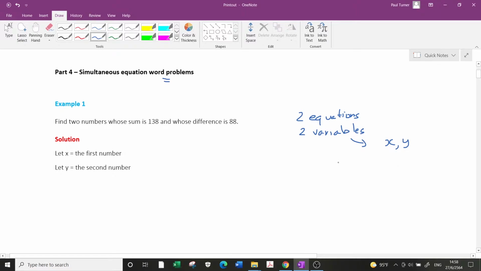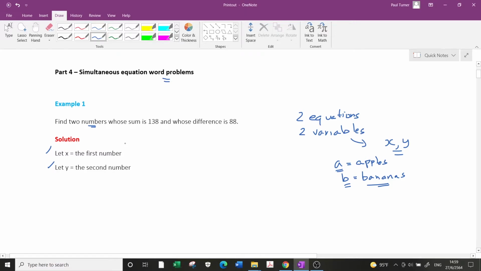So if you're dealing with apples, you could have A for apples, B for bananas, etc. So you don't have to just use X and Y. You can use letters that represent the item you're interested in. But in this first question, we're only interested in regular numbers. So we'll just use X and Y here.